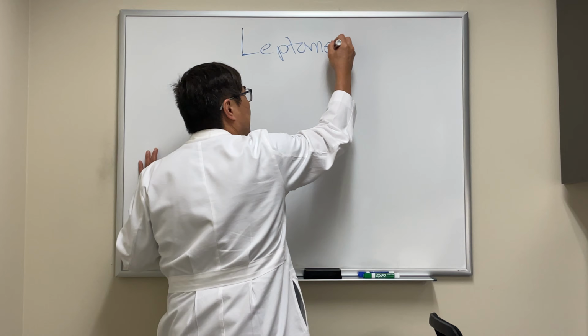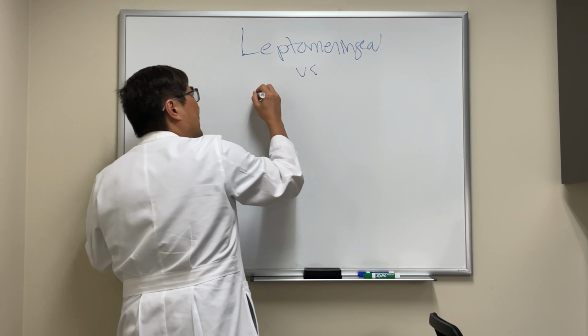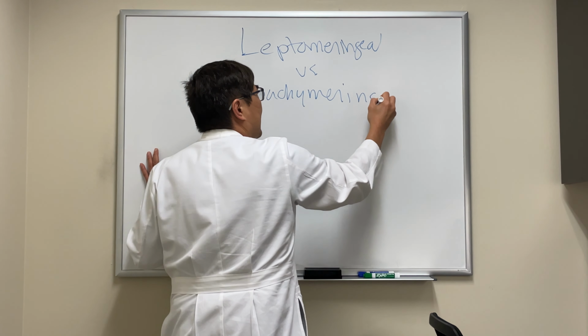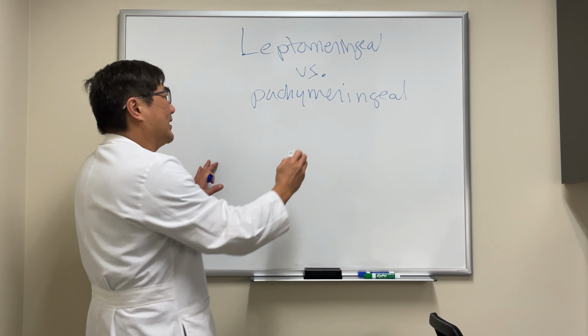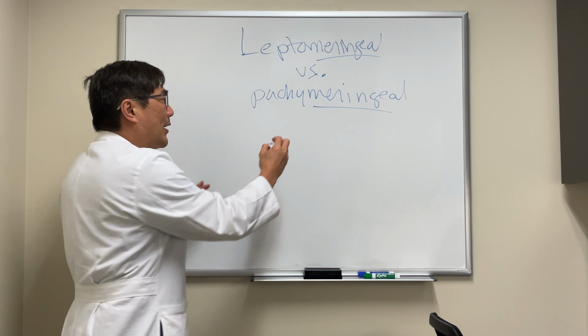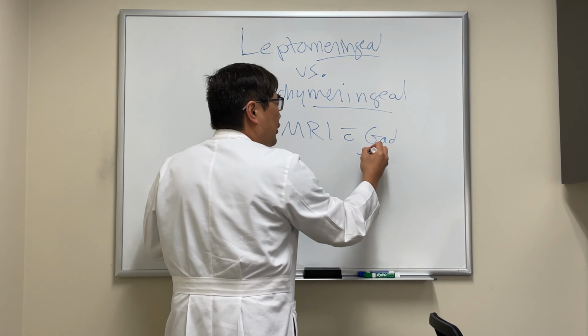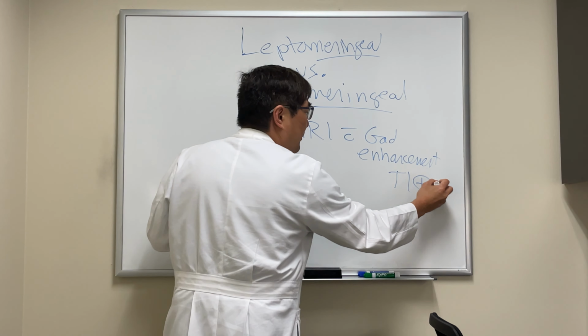So today we're going to be talking about leptomeningeal versus pachymeningeal in neuro-ophthalmology, both radiographically and clinically. They're both meningeal, and we can see meningeal disease on the MRI scan with contrast, the gadolinium. That's going to show enhancement. So it's going to be bright on the T1 post contrast.